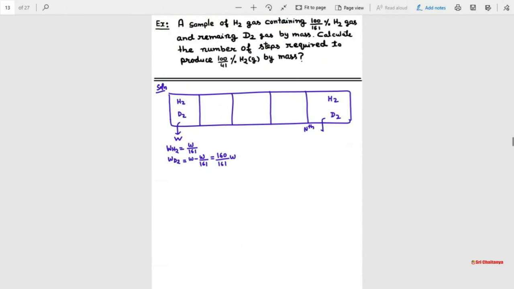In the final container, if the mass will be W dash, we know that as we are moving from the first container to the last container, if I compare the mass, here W will be more and definitely W dash will be less with respect to this W. But we are not talking about mass, we are talking about composition.